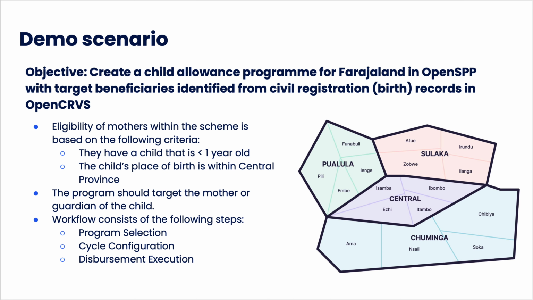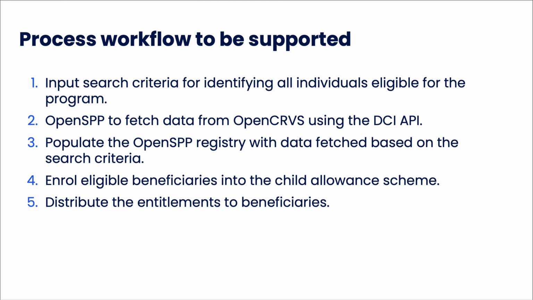We will go through a scenario of the process of setting up a child allowance scheme in OpenSPP using data from civil registration records in OpenCRVS. Let's take a look at the workflow we'll be going through. Input search criteria for identifying all individuals eligible for the program, OpenSPP to fetch data from OpenCRVS using the DCI API, populate the OpenSPP registry with the data fetched based on the search criteria, enroll eligible beneficiaries into the child allowance scheme, and finally, distribute the entitlements to beneficiaries.